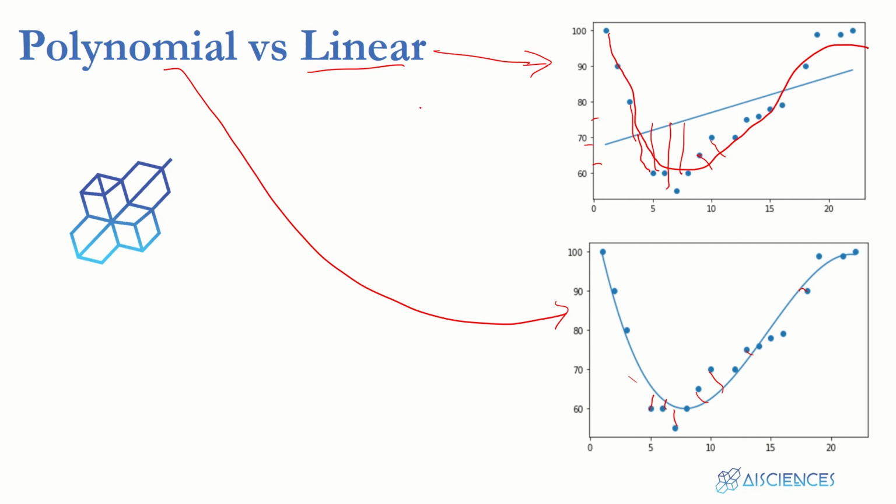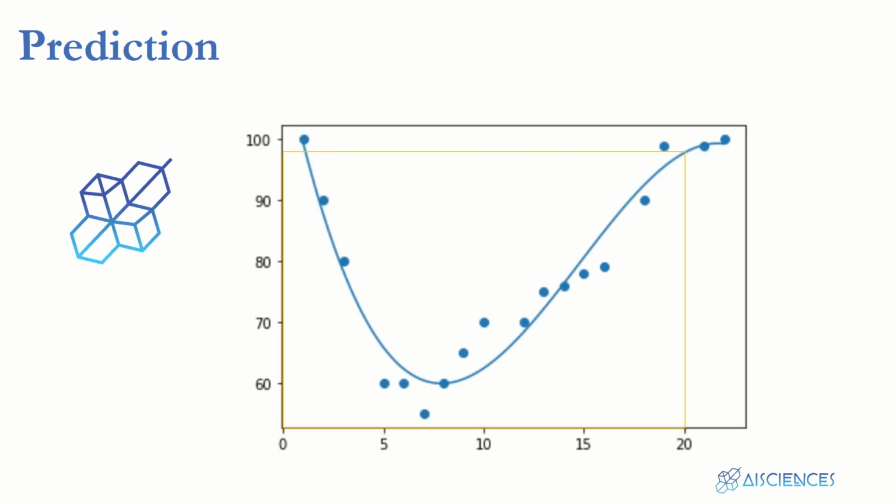Again, you might be wondering that we have learned what linear is, we have learned what polynomial is, but we have never learned what regression is. Again, please go to the previous video if you want to learn what regression is. So that's about the difference between polynomial regression and linear regression.